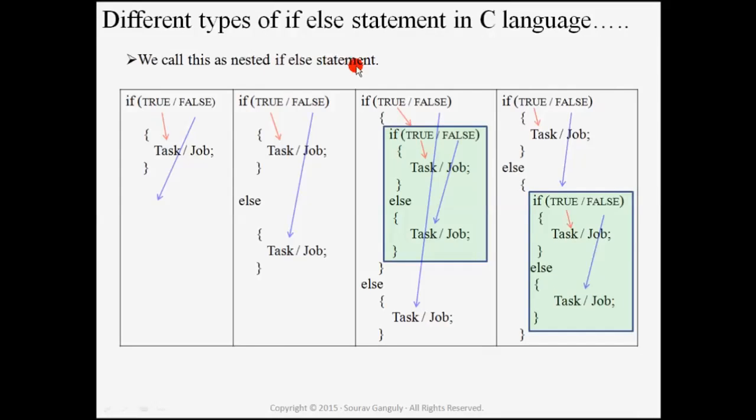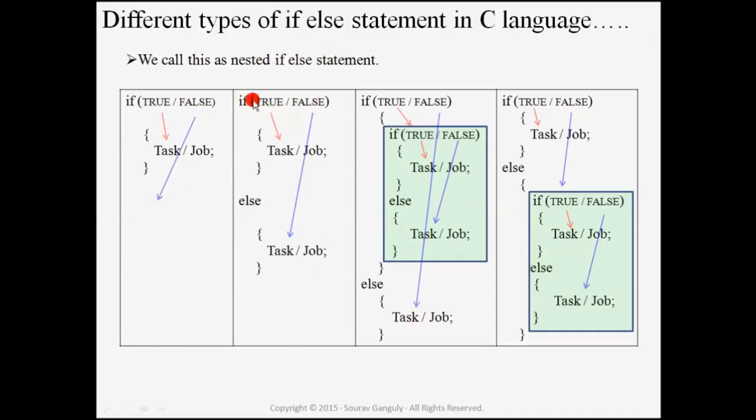Here we will discuss the different types of if-else statement. Sometimes we call this a nested if-else statement. Suppose this if statement has a condition. If this condition becomes true, then this section will execute. If it is false, then the cursor directly comes here. Here we did not use any else section. That means no work will be done against this false.